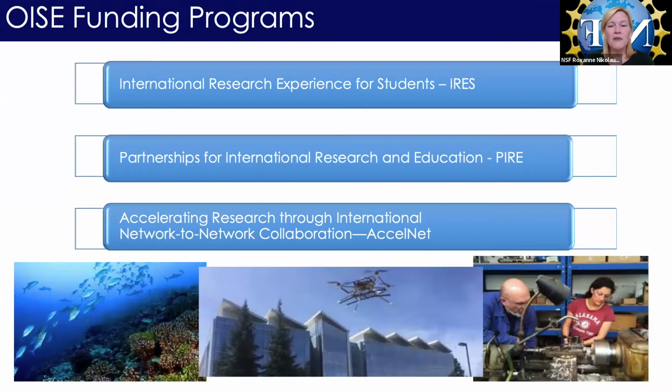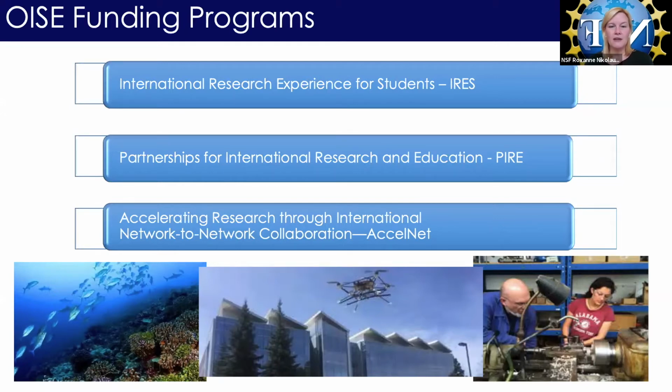And then the final one there is called ExcelNet. The point of ExcelNet is not necessarily to fund the research itself, but it's to fund opportunities to make connections between researchers in the US and researchers in other countries. So I call it the connective tissue. So ExcelNet funds that connective tissue between researchers.